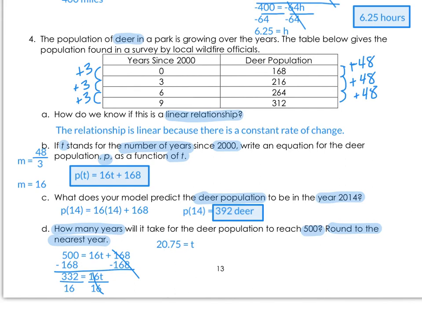20.75, and 75 hundredths, but they told us we needed to round to the nearest year. So if I look at my ones place and then look at the 7, it tells me that I need to round up, so my answer is 21 years.